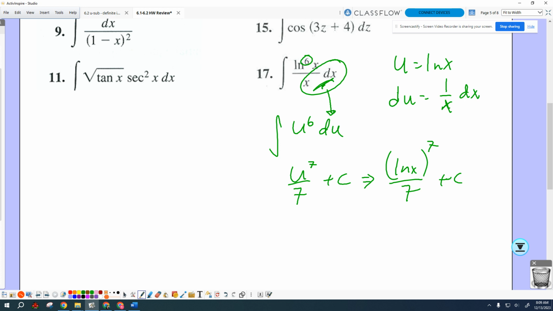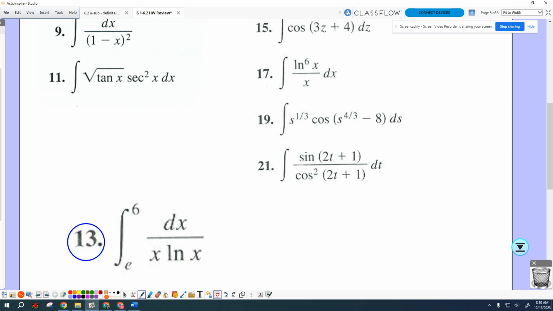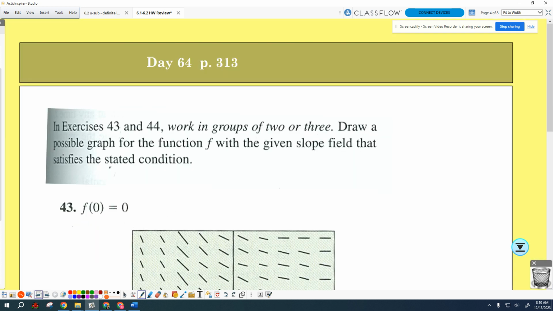It's an indicator that you chose the wrong thing as u if it just doesn't work or it gets ugly. So if I choose 1 over x, the derivative of that, am I anywhere close to replacing the ln? No, really bad, no. So if it's not looking like a good path, cut and run.